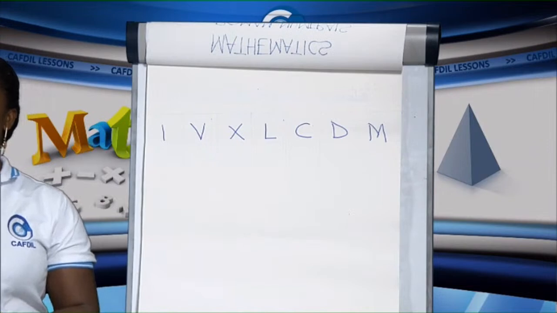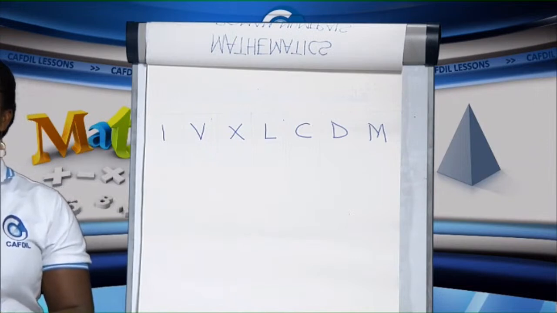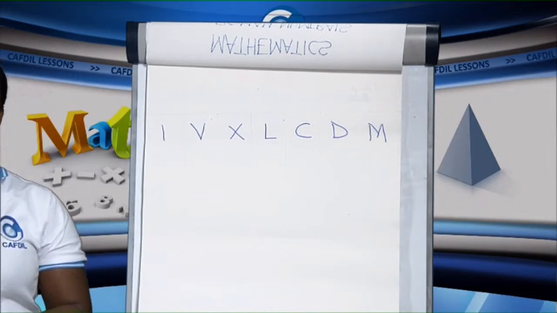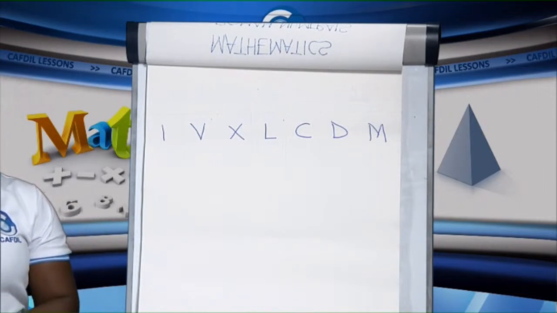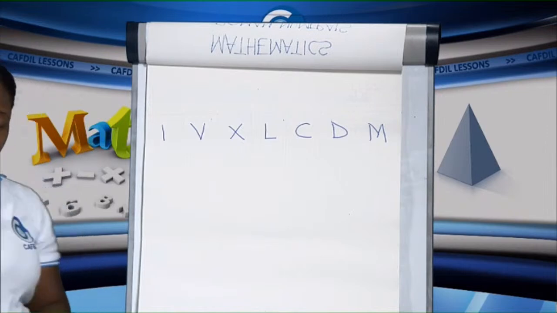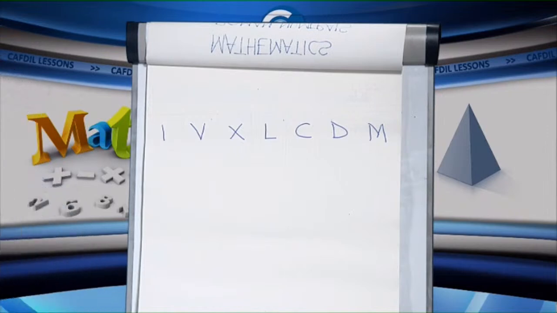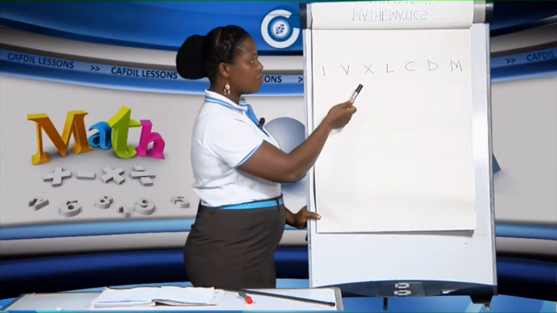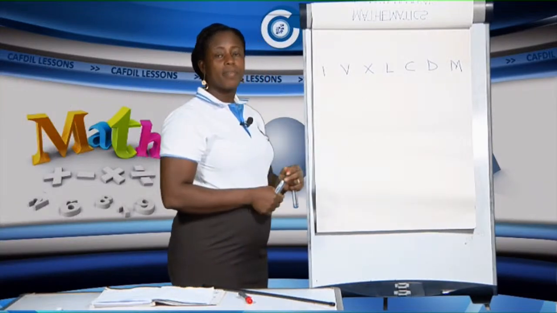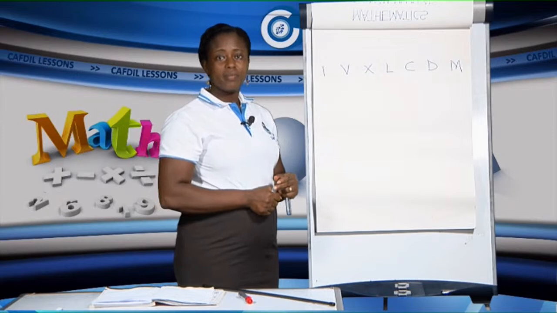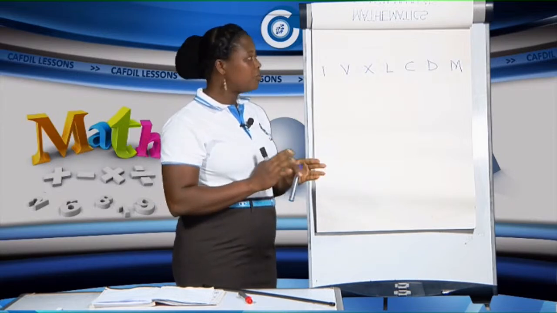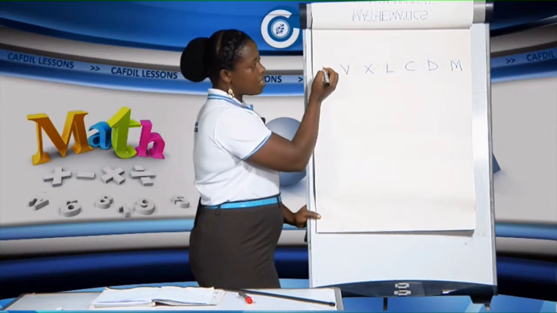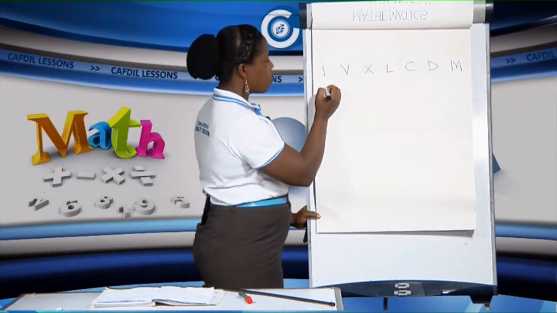We use the alphanumerals, which is the 1, 2, 3, 4, 5, and so on and so forth. So let's look at the characters of Roman numerals, or the symbols. We are going to write it in Hindu Arabic numerals. So the Roman numeral I stands for 1.